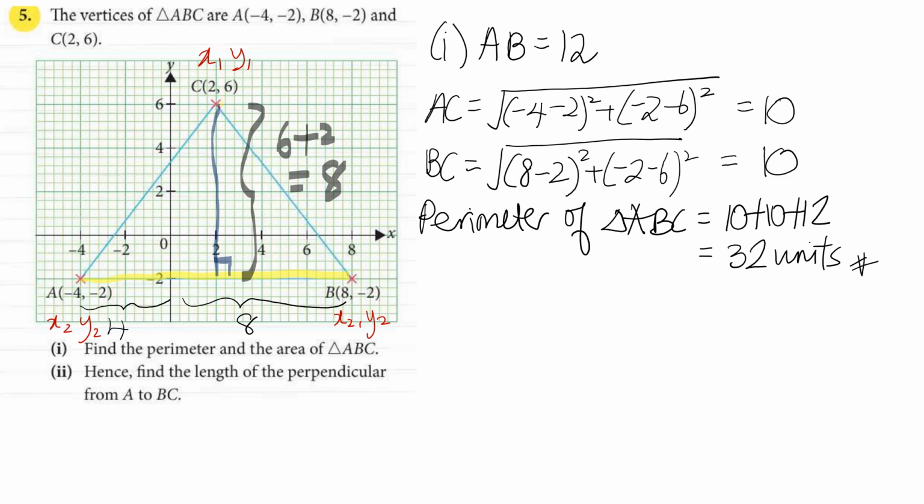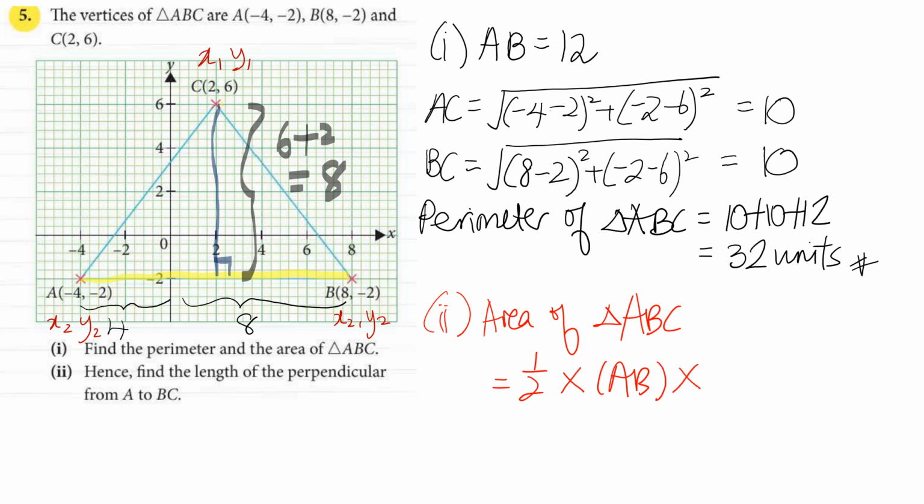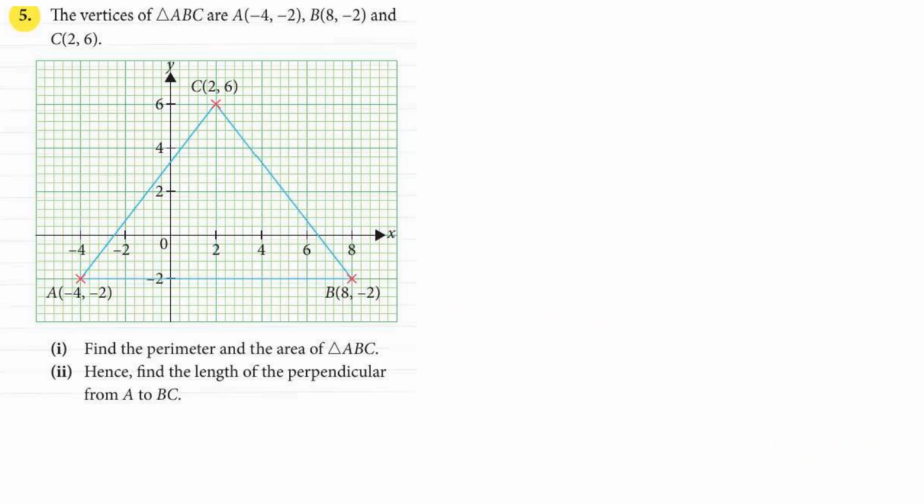Okay, so for this part, it's relatively easy. The area of triangle ABC will just be half multiplied by the distance AB times your perpendicular height, which will be just half times 12 times 8. And that gives you 48 units square. Alright, so that's how you do part 1. Right, so now let's look at part 2.